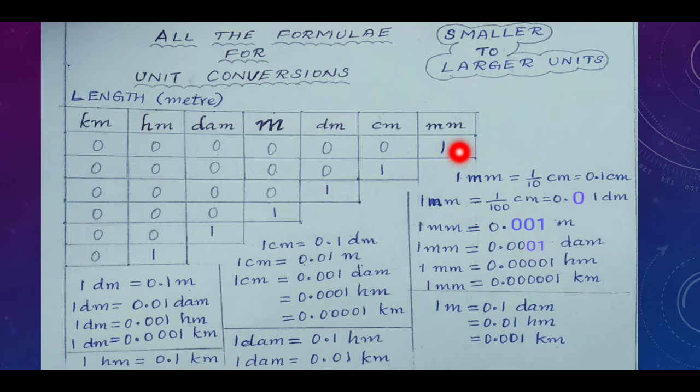Let us start with millimeter. 1 millimeter is equal to 1 by 10 centimeter or 0.1 centimeter. Let us see how to put decimal places from this tabular column. How to get all these values from this tabular column. See, just consider as we are going to convert from millimeter. Just consider the first row only. Okay, the first row, 1 has been written just below millimeter. So 1 millimeter is being converted into centimeter.